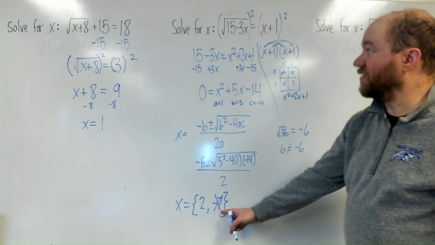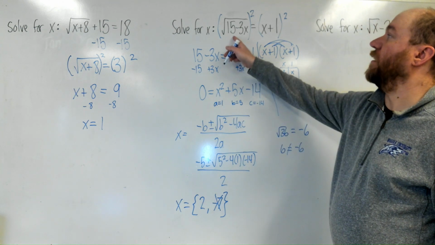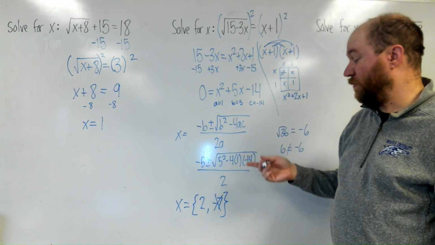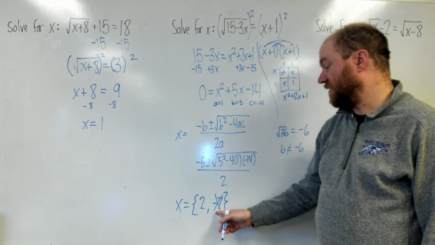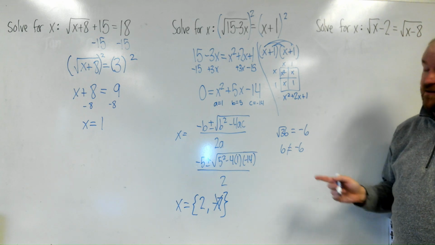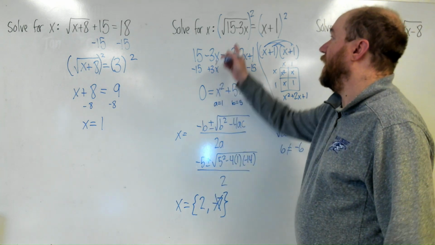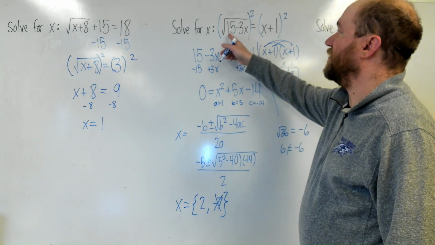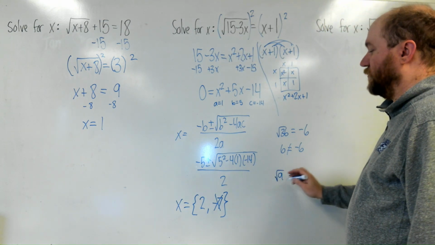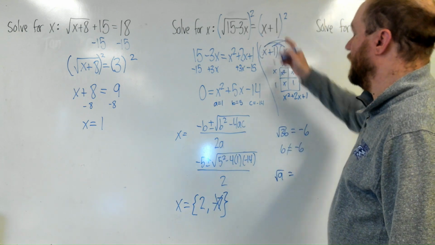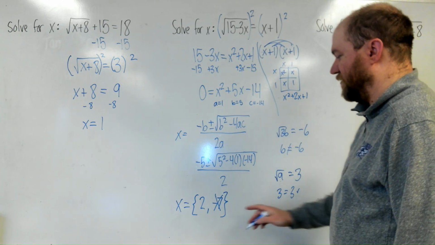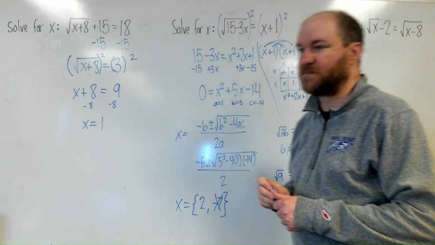So sometimes you reject it, like I was saying, because when you put it in, it makes a negative radical. That's not why we rejected this one. We rejected it because when we put it into both sides, we got a false statement. Let's see if the 2 works. 2 times 3 is 6. 15 minus 6 is 9. Square root of 9 is equal to 2 plus 1 is 3. Square root of 9 is indeed 3. That one checks out. So that one really is an answer.